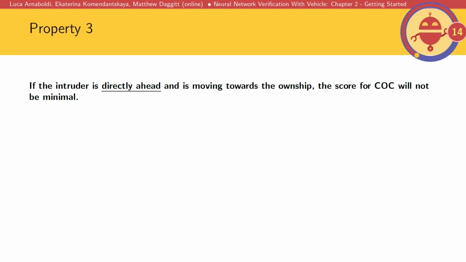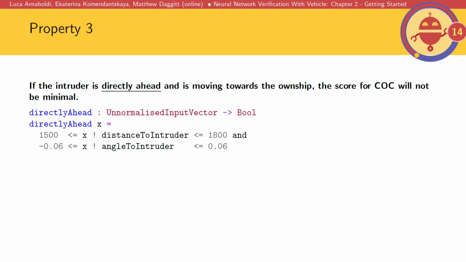And the first thing which we want to formalize is what it means directly ahead. And that's our function directly ahead. I'm taking a normalized vector, and directly ahead is probably a property which is Boolean, right? Either it's directly ahead or not. So the type is from a normalized input vector to bool. I'm getting a vector, x, as an input.